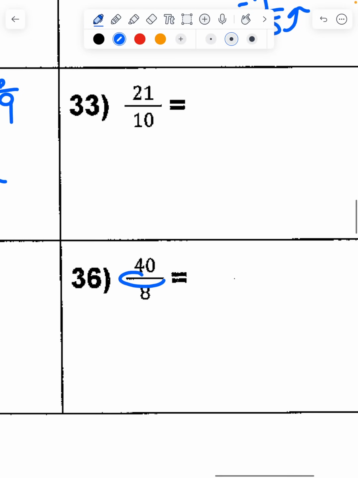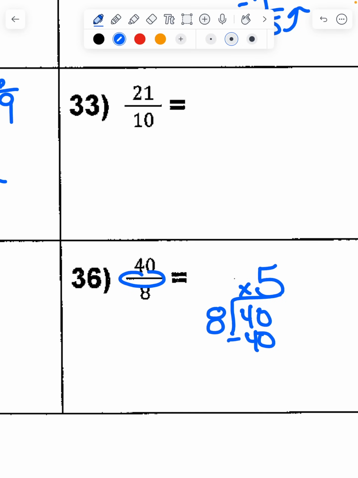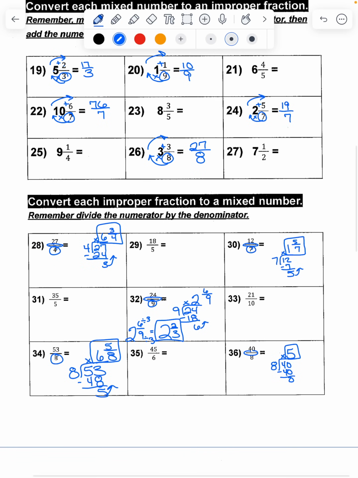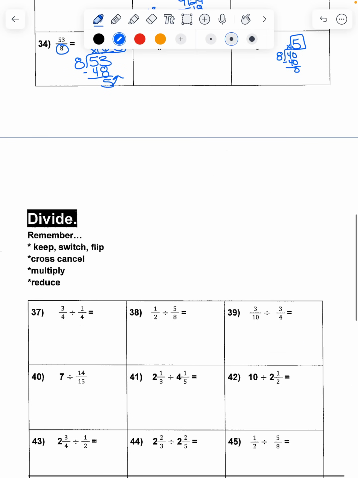And then this last even number, 48, means 40 divided by 8. 8 can't go into 4. 8 goes into 40 5 times evenly. So our answer is just 5. We don't write 5 and 0/8. We just write 5. Okay? So again, you've got 4 of those to do on your own.